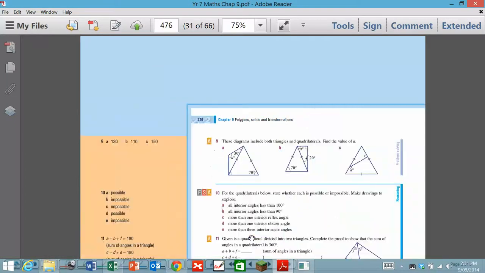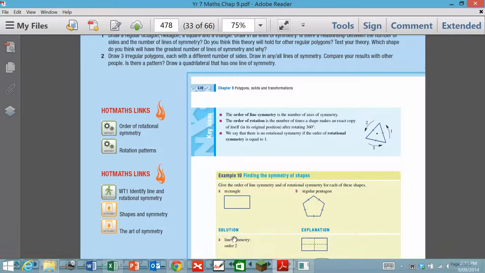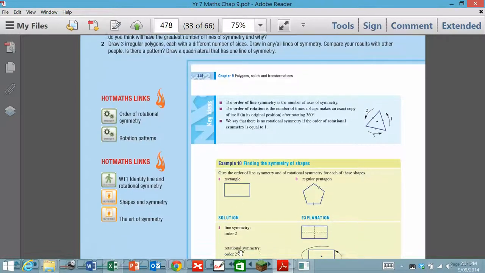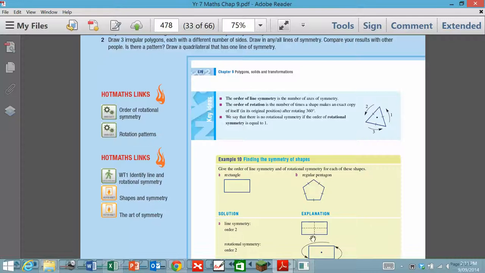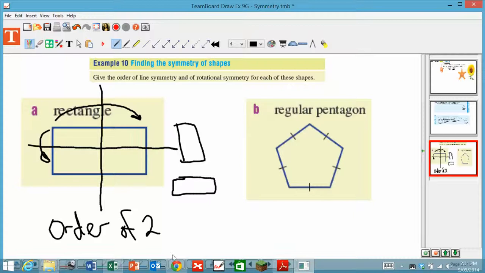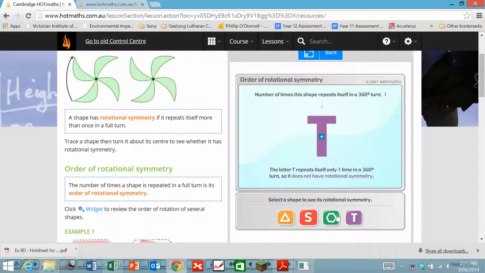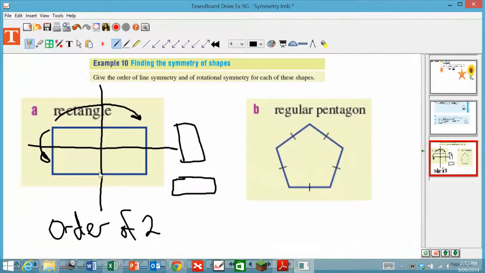Let's just quickly check our answers. Make sure I'm not lying to you. Yep, so there you go. Line symmetry, order of 2, and rotational symmetry, order of 2. Hopefully that makes sense. It's a bit hard to explain, but this explains it pretty well, so have a look at that if you're unsure. If we rotated that rectangle around, once we got right around this way, there would be 1, and then rotating it all the way around again would get us to 2. So order of 2 for line symmetry and order of 2 for rotational symmetry.